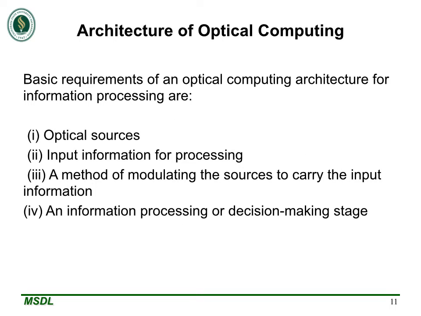Next we have the architecture of optical computing. For optical computing, we require an optical source. We also need information which has to be processed. We need a method of modulating the sources to carry the input information, and in the end we have a stage to process information or make a decision. In short, processing optical information involves generation, propagation and detection of light.